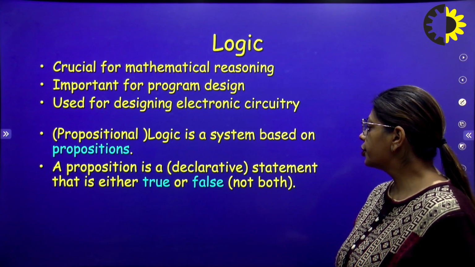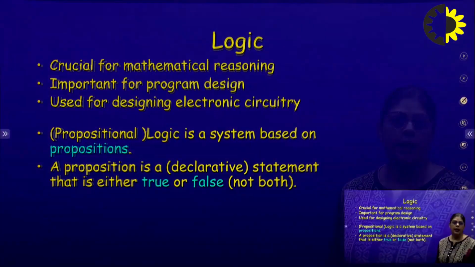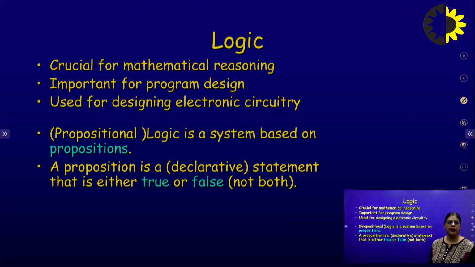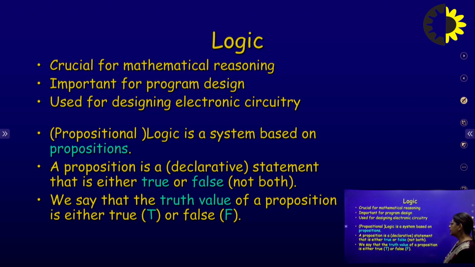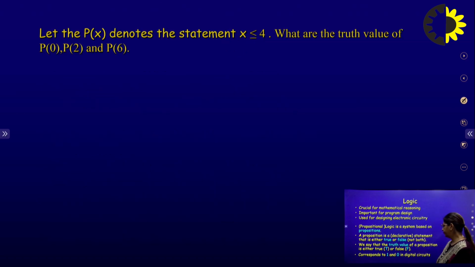A proposition is a statement that is either true or false, right? The statements with which we can decide whether they are true or false are called propositions. We say that the truth value of the proposition is either true or false. This corresponds to 1 and 0 in digital circuits. If it is true, it corresponds to 1, and if it is false, it corresponds to 0.